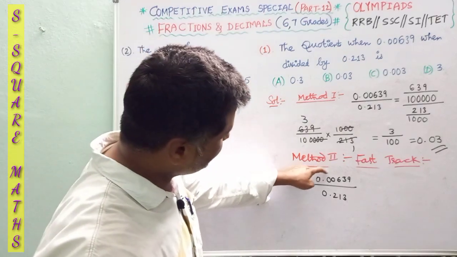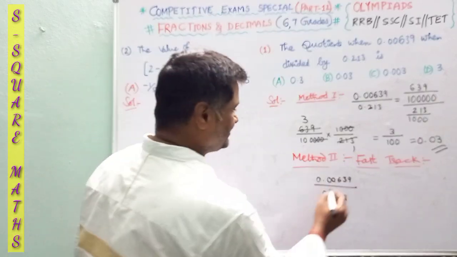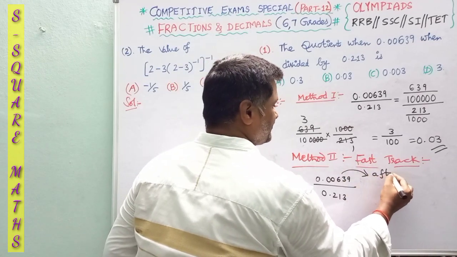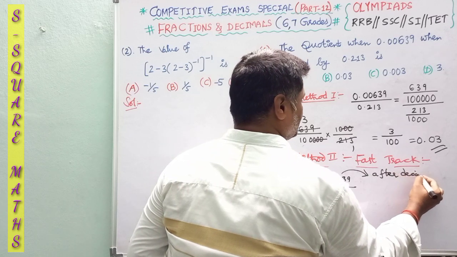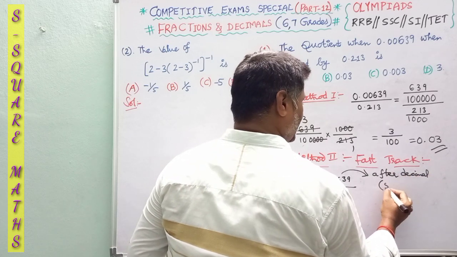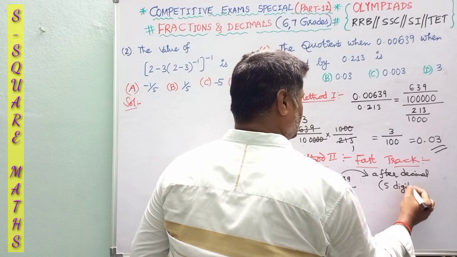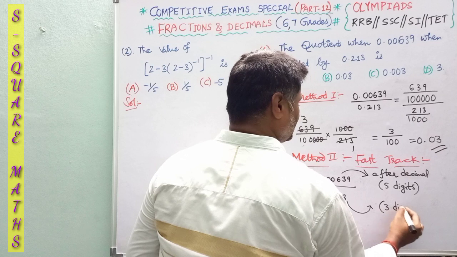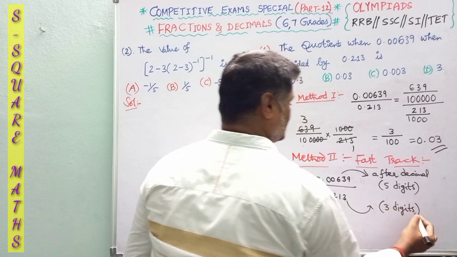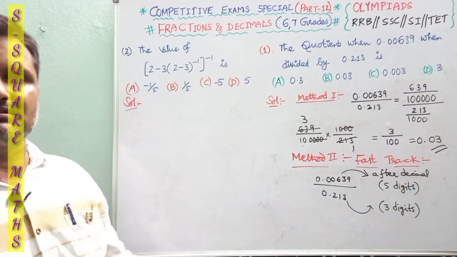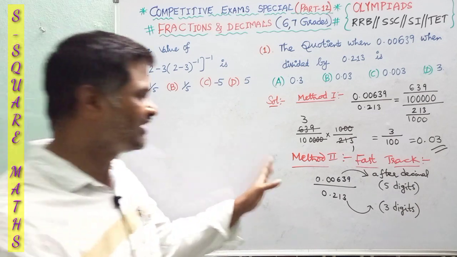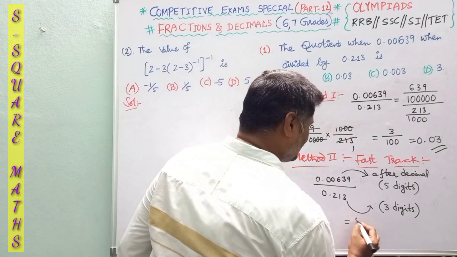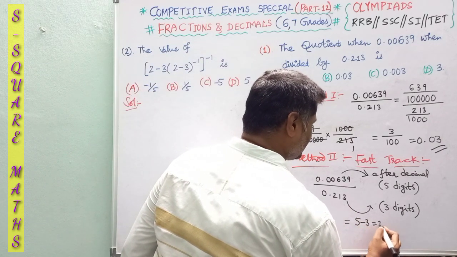After the decimal point you have 5 digits here, but here you have 3 digits. So please go through it once again carefully: 5 digits here, 3 digits there. Finally, 5 minus 3 is equal to 2 digits.